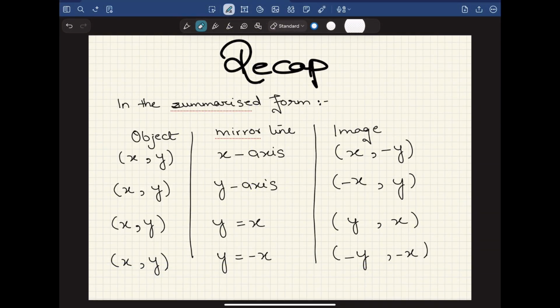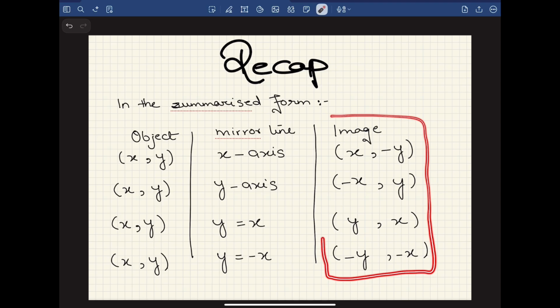Now to summarize very quickly what we've covered in this video so far: there are 4 standard cases with respect to reflection. They can ask you to reflect a shape along the x-axis, the y-axis, the line y = x and y = -x. And these are some of the rules that we've derived which will help us save time in the exam.